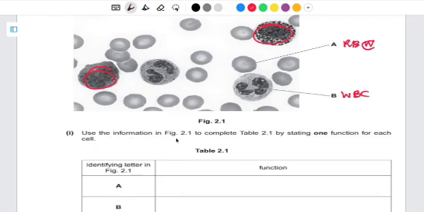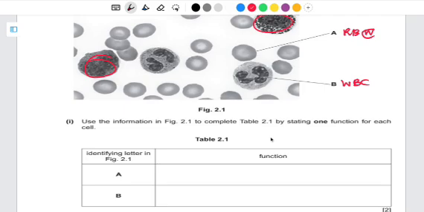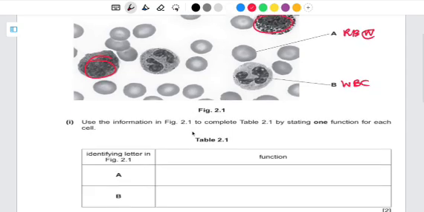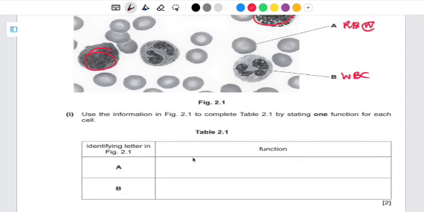So using the information in figure 2.1, complete table 2.1 by stating one function for each cell. So what is the function of the red blood cell and what is the function of the white blood cell? For A, since it's the red blood cell, we are going to say transport O2 from the lungs to the cells or to the tissues of the body.